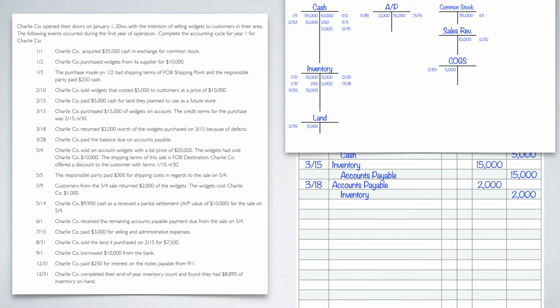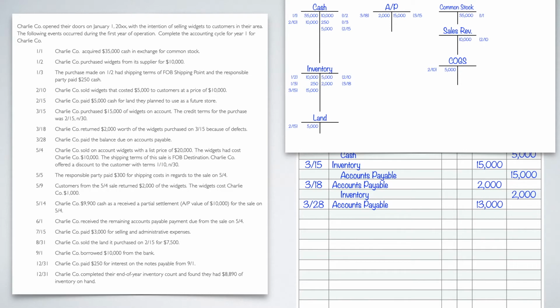15,000. I took back 2,000. Please don't forget about the return. I took back 2,000. That means my AP balance right now is 13,000. So that's what I'm getting rid of. So I'll say 328 accounts payable, because again, on the debit, it's going to go away, 13,000. Okay, that's part of it.